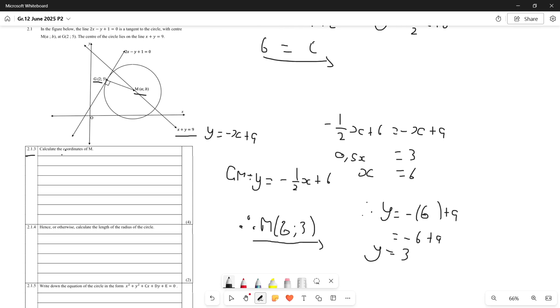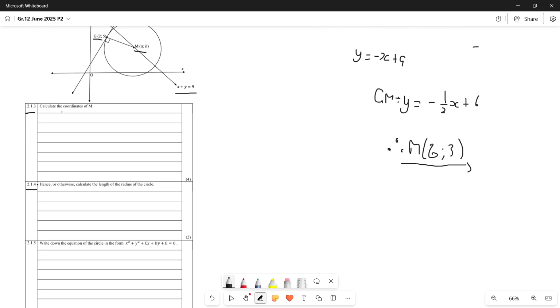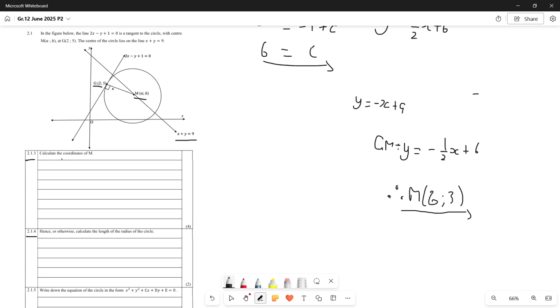On the memo, it said that if we didn't put it in coordinate form, we would lose a mark. So just a reminder that whenever they ask for coordinates, put it in coordinate form. Then question 2.1.4: hence or otherwise calculate the length of the radius of the circle. Okay, so the length of the radius of the circle.